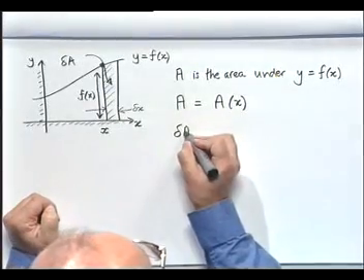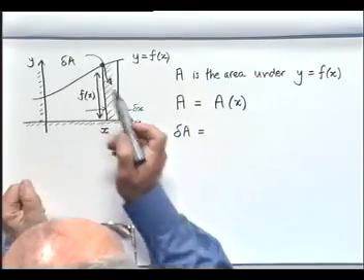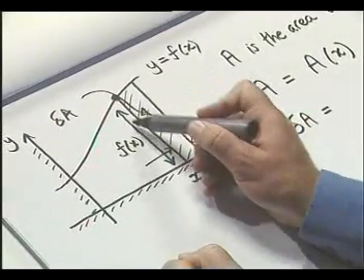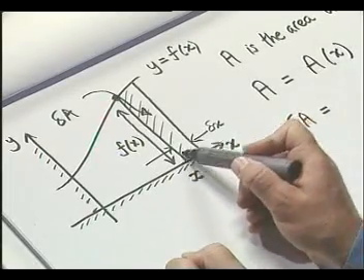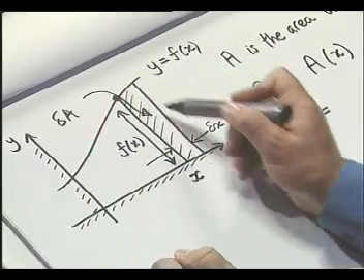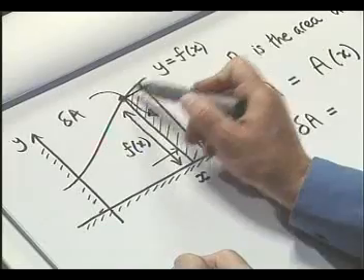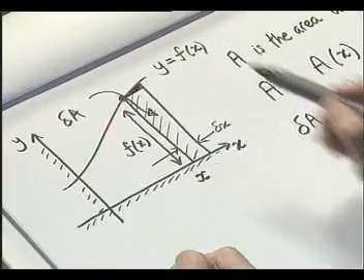I'm going to write down an expression for delta A. Let's try and see what it is. Well, I can't get it exactly, but if I note that the height of this line is f of x, and the width of this column in here is delta x, then I can get an approximate value for this area by assuming that it's a rectangular section. In other words, I'm going to ignore this little bit at the top in there.